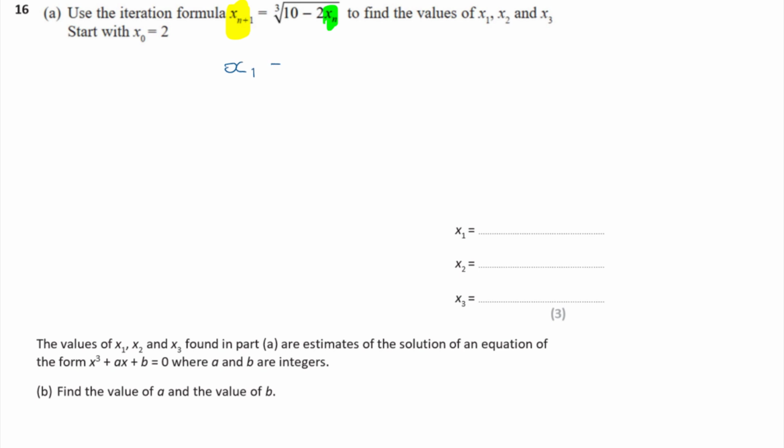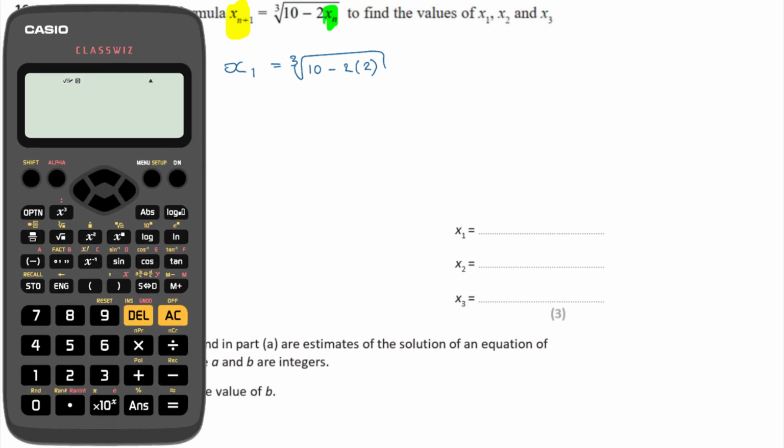So x1 is going to be the cube root of 10 minus 2 lots of our value for x0, which is 2. Okay. So right now I'm going to type that into the calculator very carefully and in a particular way, so I can just type one function in once and keep reusing it to find all my other values. Okay. So what I'm going to do first is I'm going to press 2 and then I'm going to press equals. So what that will do is it will make 2 my last calculated value. Now the reason why that's important is because then I'm going to type in the function that I want to find. So shift to find the cube root.